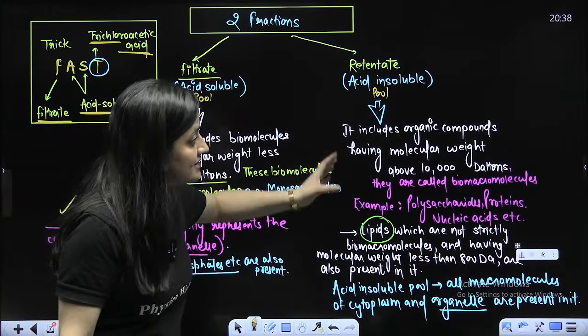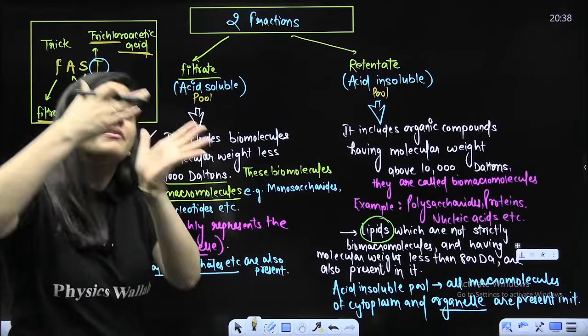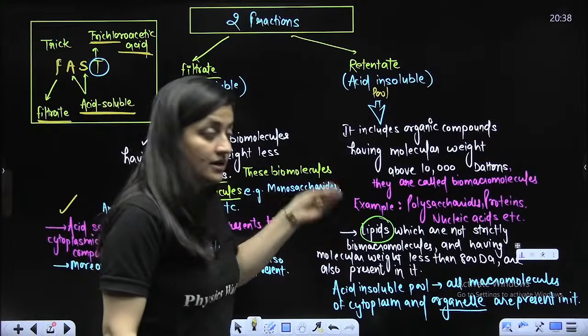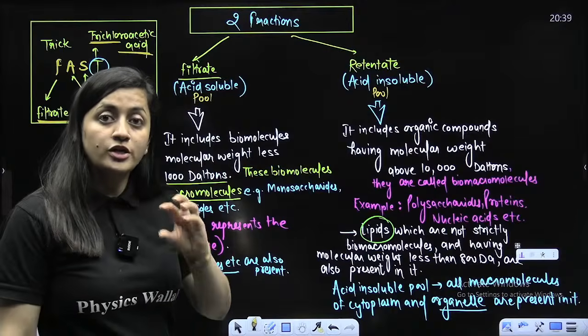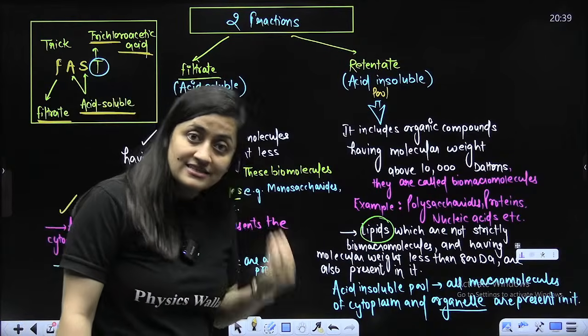And here in the retentate, organic compounds are there whose molecular weight is above 10,000 Dalton. But here we also see lipids, which are not macromolecules. They are not even polymeric substances. They have a molecular weight of less than 800 Dalton.